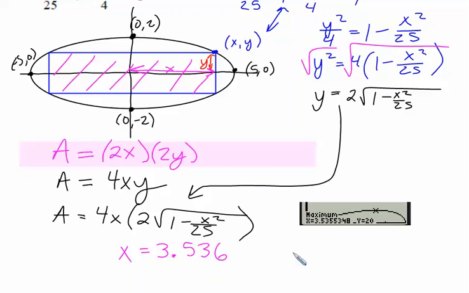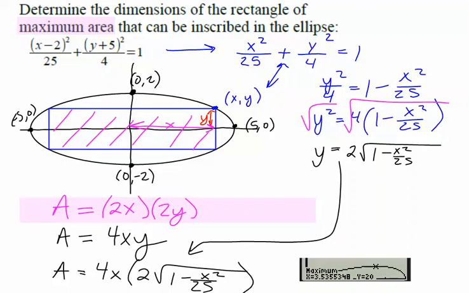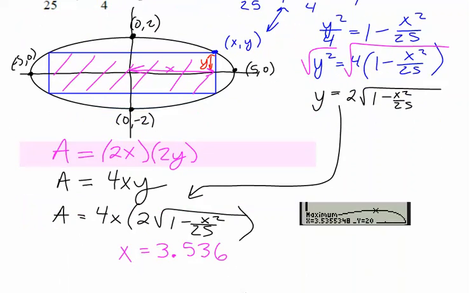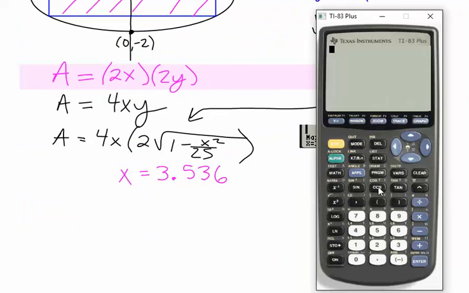3.536. However, we wanted the dimensions of the rectangle of maximum area. So we have to do a little bit more here. Remember, one of the dimensions was 2x. So we can just go back to the home screen on our calculator. If we hit x, it keeps the full decimal. We want 2x, which is 7.071.